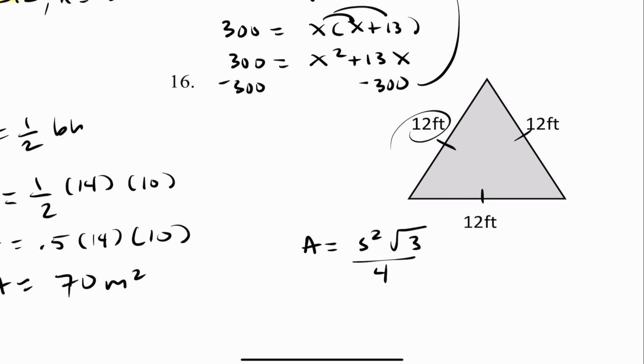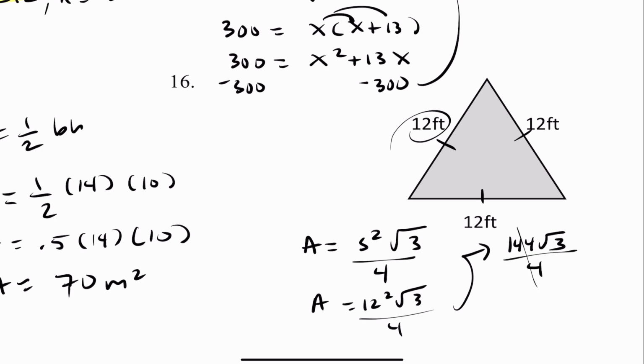So here's 12. So I say A equals 12 squared root 3 divided by 4. So we have 144 root 3 divided by 4. I'm going to simplify this fraction. 144 divided by 4 is 36. So 36 root 3. And this is what I want you to do on your test. You need to simplify your fraction there. 36 root 3.